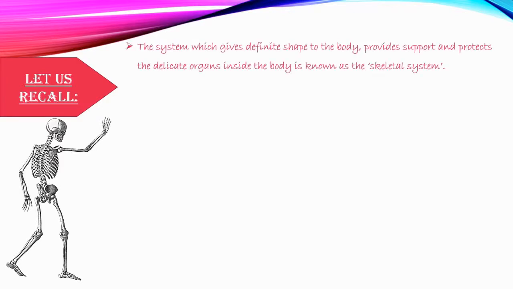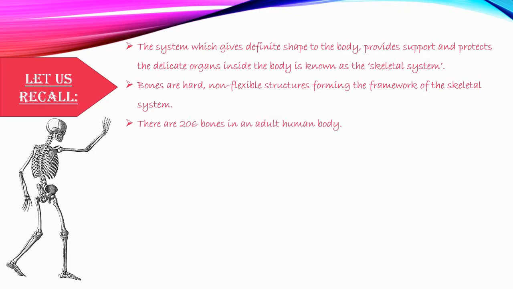Students, before starting with Module 2, let us recall what we have studied in Module 1. We studied that the system which gives definite shape to the body, provides support and protects the delicate organs inside the body is known as the skeletal system. Bones are hard and non-flexible structures forming the framework of the skeletal system. There are 206 bones in an adult human body.